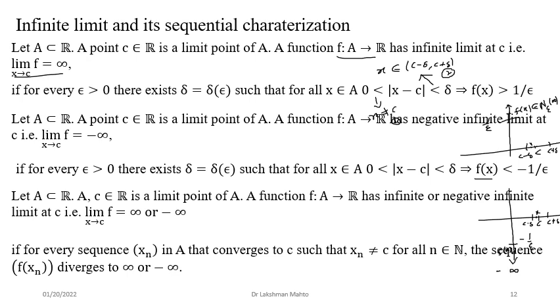Take any sequence of points from the domain of the function that is converging to c, and each term is other than the limit point c itself. Then it implies that the corresponding functional sequence is either diverging to plus infinity or minus infinity. If the corresponding functional sequence is diverging to plus infinity, then we say that the corresponding function has positive infinity as a limit. And if the corresponding functional sequence is diverging to minus infinity, then we say that the corresponding function has negative infinity as a limit.